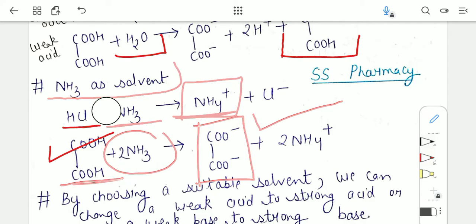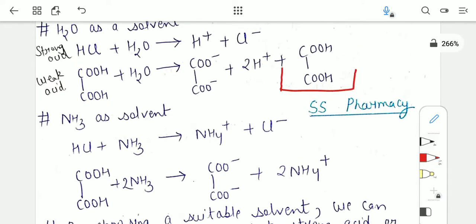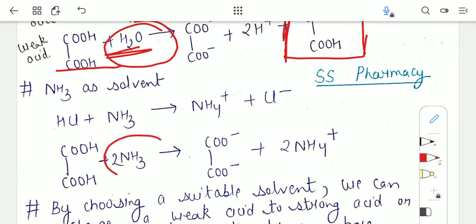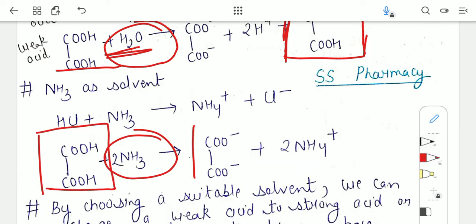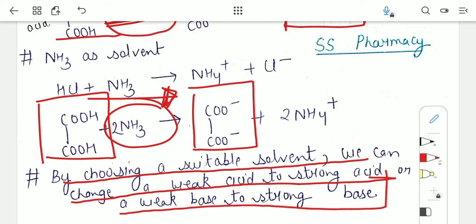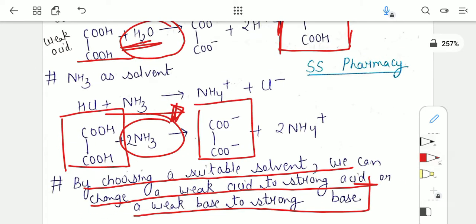Let me explain again what is happening. When this weak acid was made to react with water, some part of it remained undissociated. But when we changed our solvent, using a non-aqueous solvent instead of an aqueous solvent, this weak acid is completely ionized, therefore we can say that this acid has become a strong acid. So by choosing a suitable solvent, we can change a weak acid to a strong acid or a weak base to a strong base. This is what is happening in leveling effect. I hope this is clear to you.